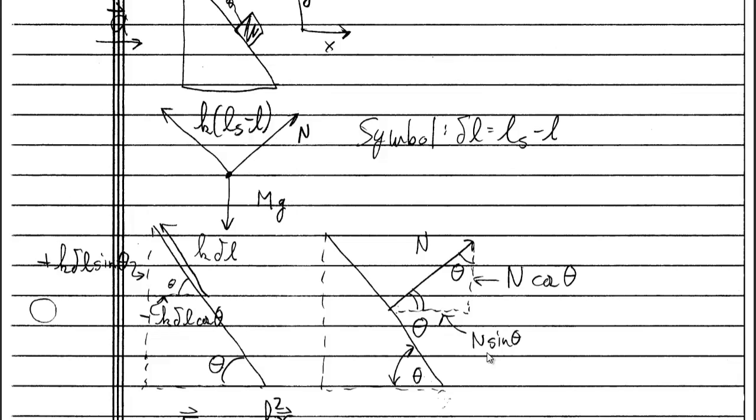What about signs, plus and minus? The first component points to the right. The second component points up. Those are in the plus x and plus y directions. And so we have a plus sign here and a plus sign there. We have now written the force diagrams and are ready to advance to the second law.